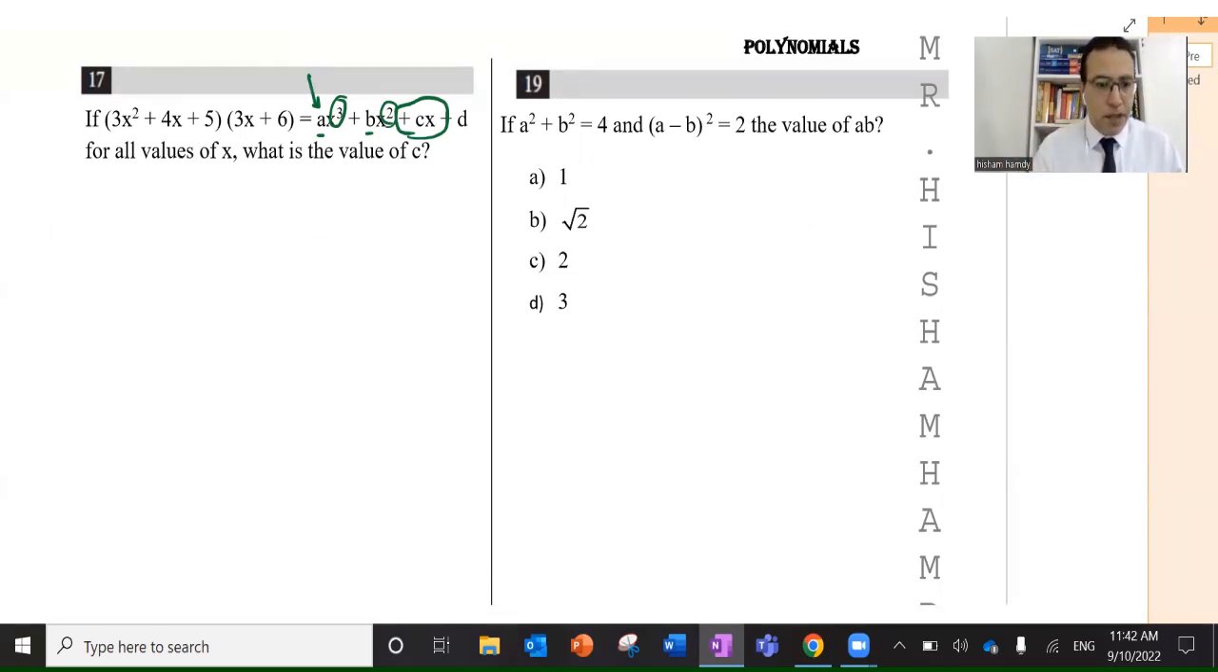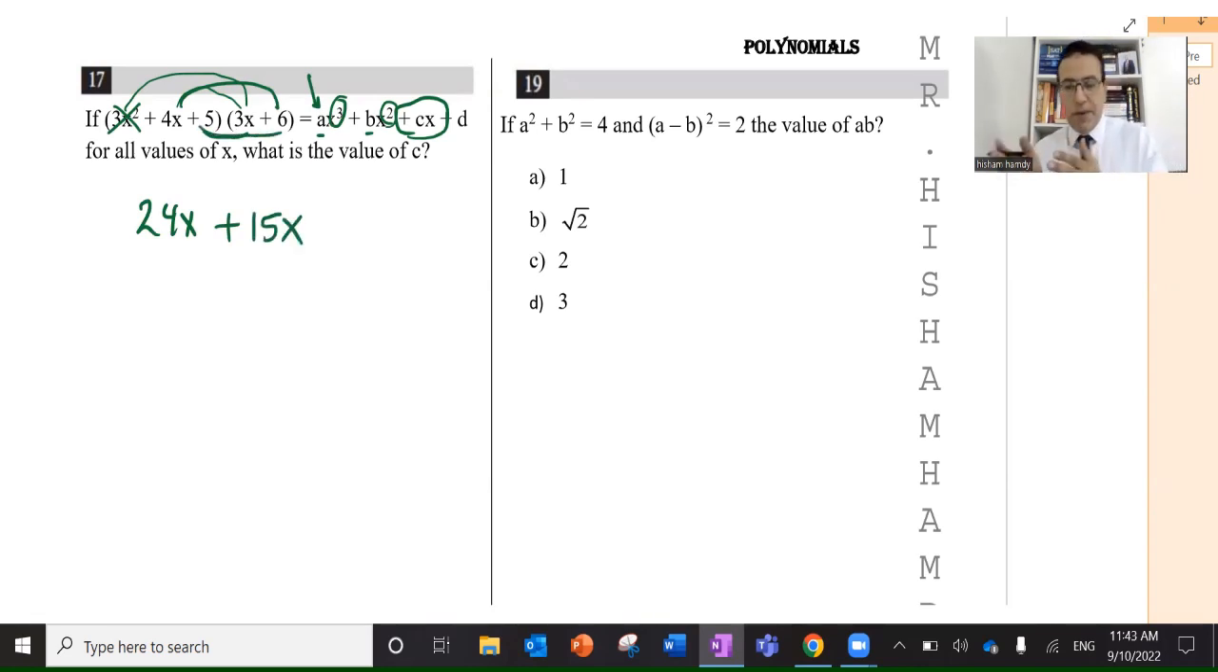If I multiply 3x squared by 3x, it will give me x power 3. I don't need it. If I multiply 3x squared by 6, it will give me x squared. So I don't need this term. If I multiply 4x by 3x, it gives me x squared. I don't need it. If I multiply 4x by 6, it gives me 24x. Plus, if I multiply 5 by 3, it gives me 15x. And I don't have to multiply 5 by 6. Why? Because 5 by 6 is 30.